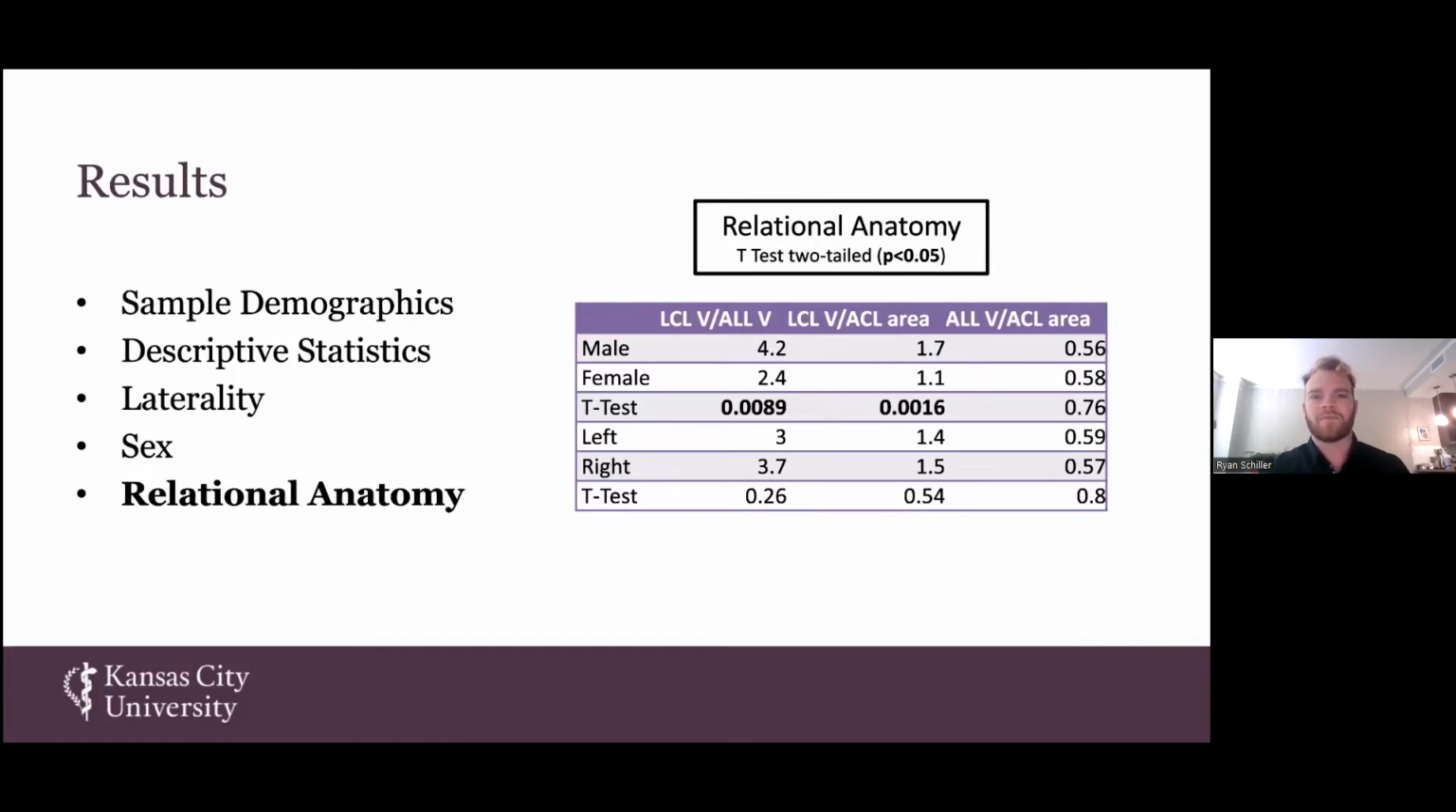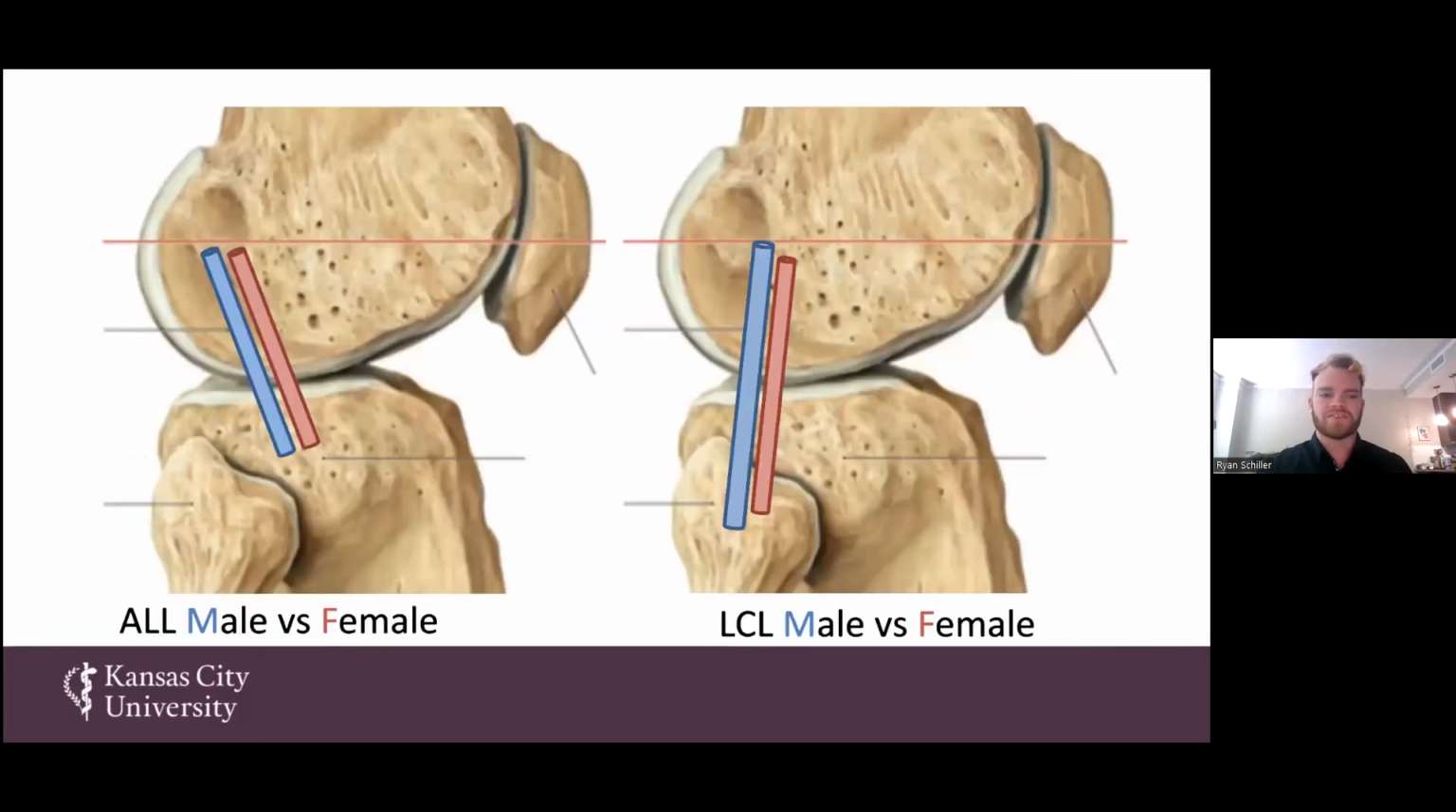And a lot of that stemmed from how greatly the LCL was statistically significant in all of those measurements. So when you relate the ligaments to one another like this, the males had significantly more LCL volume in comparison. And this is just a visual demonstration of that. Here we have these pseudo 3D cylinders that represent the average ALL and LCL for males and females respectively. You can see with the ALL, the males were slightly longer and thicker, but it wasn't significant. And you can see that there's not much difference between the two on this side.